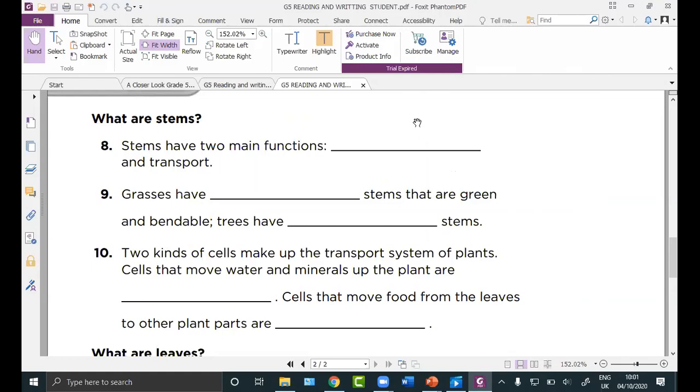Number 9. Grasses have soft stems. Hamza, stop, please. We'll give a chance to your classmates. Thank you.